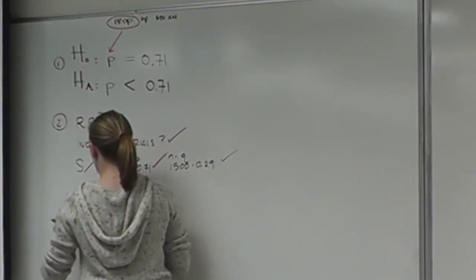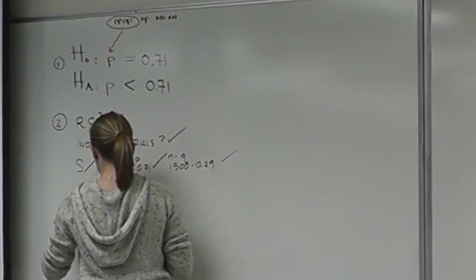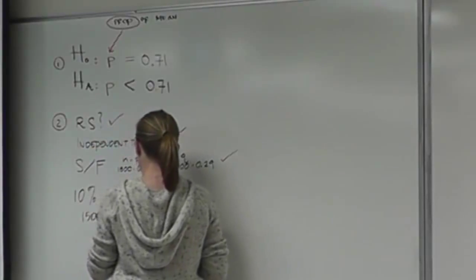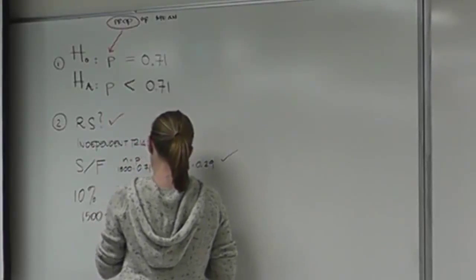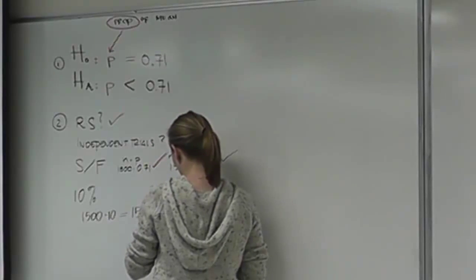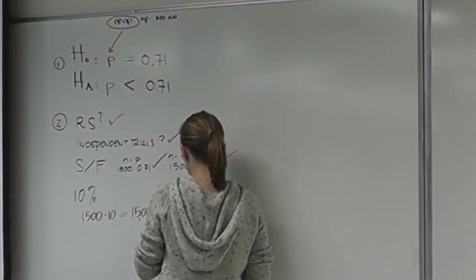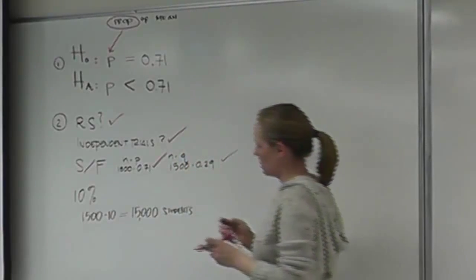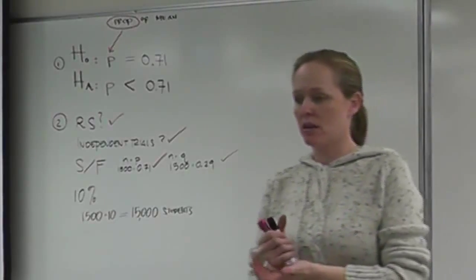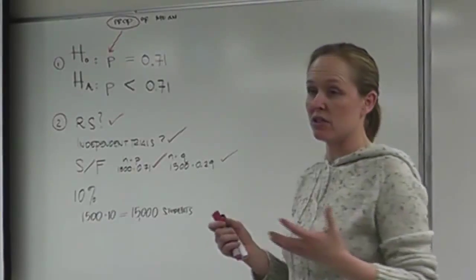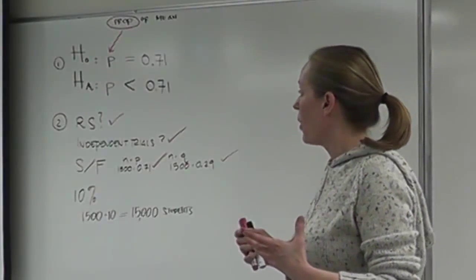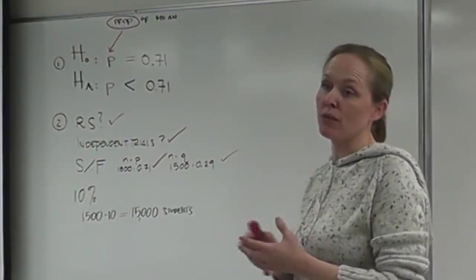Last one, 10%. So our sample size is 1,500. So multiply it times 10, and I'm going to think in my population, 15,000 students. As long as I can know that at this university, either there's 15,000 students in any given year, or I would imagine maybe they sampled over several years here.